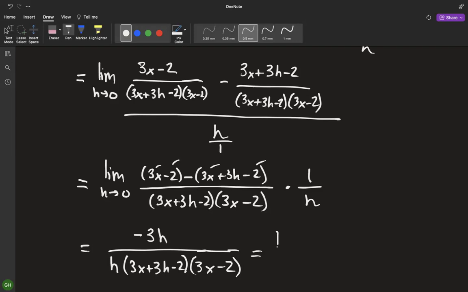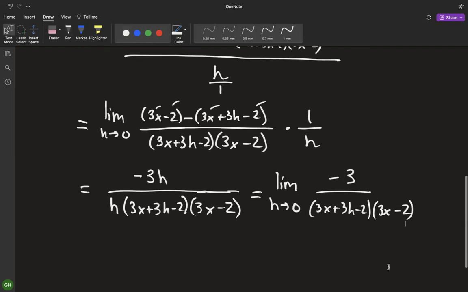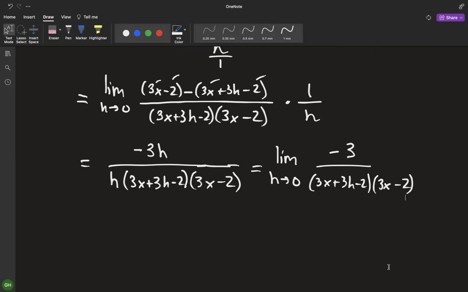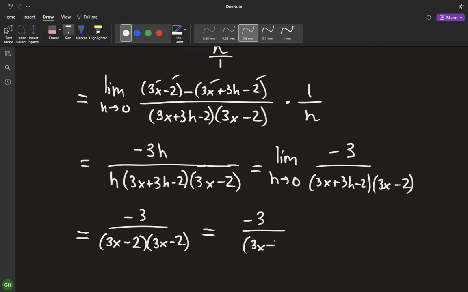The h's then cancel, which is what we always want to happen with these problems. We always want the h's to cancel. That's going to give us -3 over 3x plus 3h minus 2 times 3x minus 2. And since I did get the h's to cancel, I know that there's no more to be done calculus-wise, so I could just plug in the limit. So I'm going to say h goes to 0. So this is -3 over 3x plus 0 minus 2 times 3x minus 2. And I'm going to write this as -3 over 3x minus 2 squared.